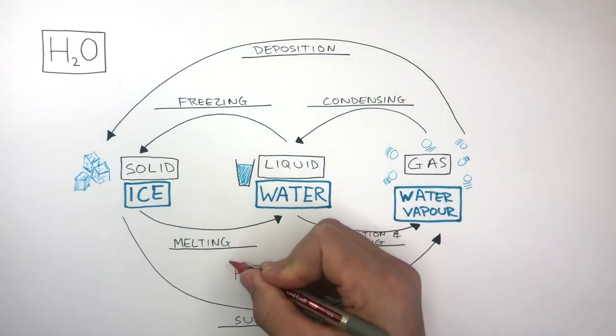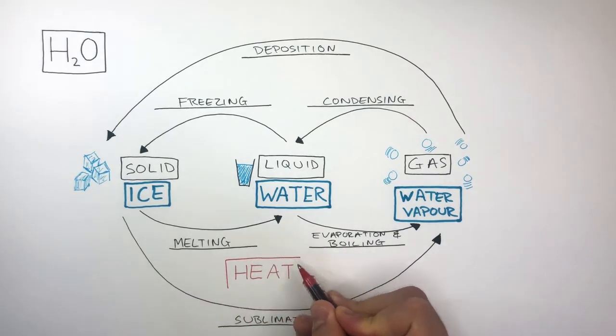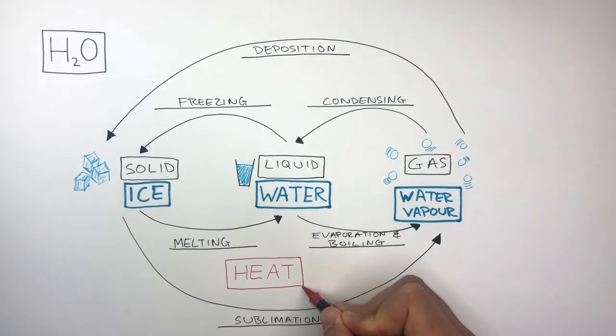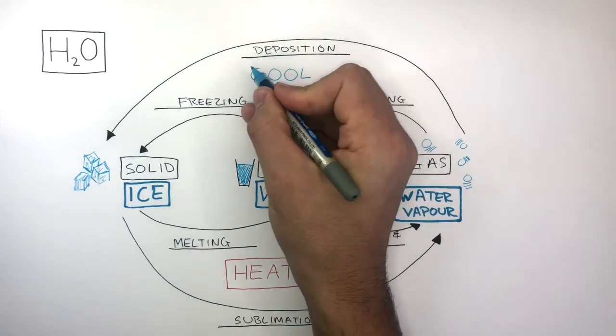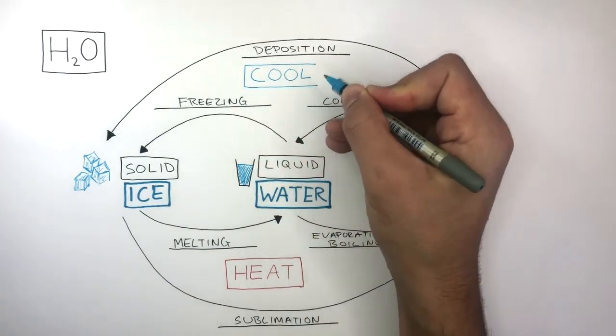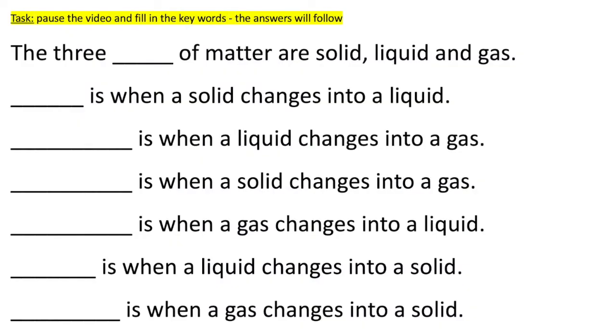So heat is always needed to melt or boil a substance. And you need to cool a substance if you're going to condense or freeze it. Pause the video here to practice the keywords. The answers will follow.